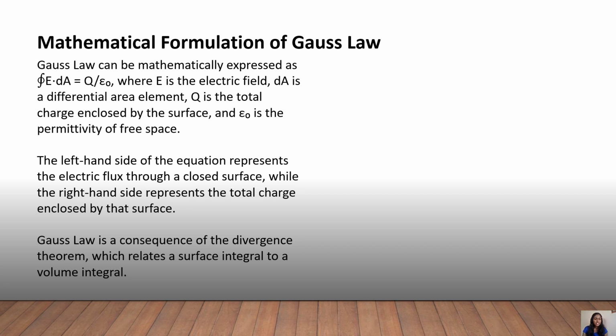The left-hand side of the equation represents the electric flux through a closed surface, while the right-hand side represents the total charge enclosed by that surface. Gauss law is a consequence of the divergence theorem, which relates a surface integral to a volume integral.